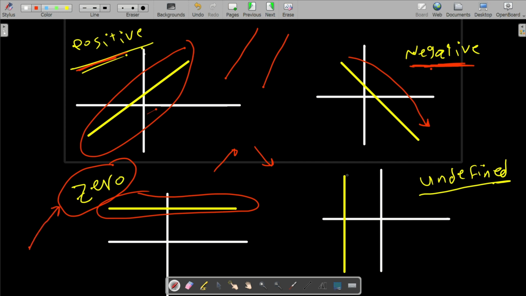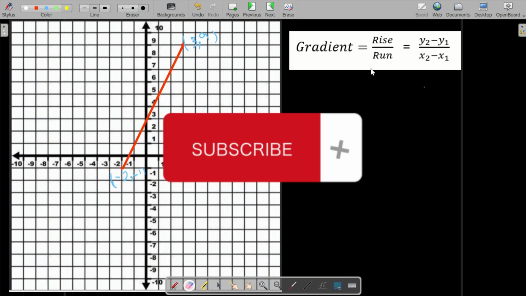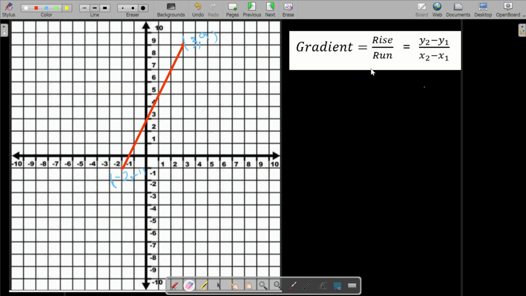What if the line is completely vertical like that? If the line is completely vertical like this, its gradient is undefined. So please don't write 0 here. No, the gradient here is undefined. Let's take a look at how to get the gradient of a straight line.